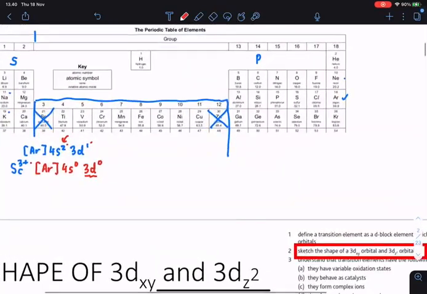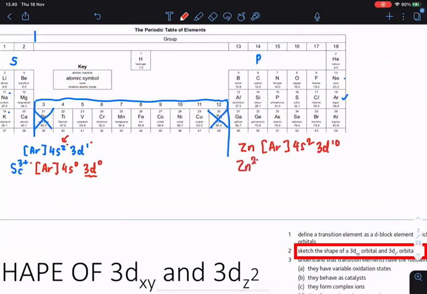Zinc is also not considered a transition element. If I write down for zinc, it's argon, 4s2, and then 3d10. Now if I remove electrons, zinc always forms zinc 2+.